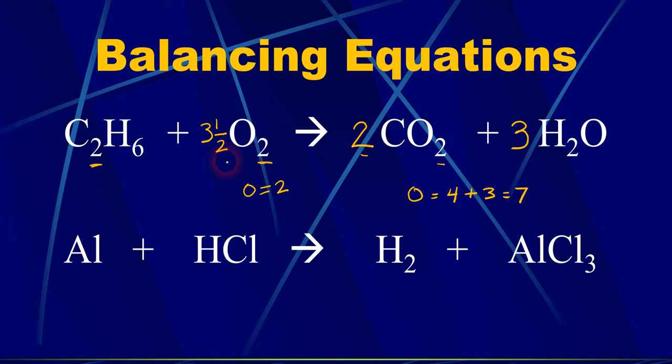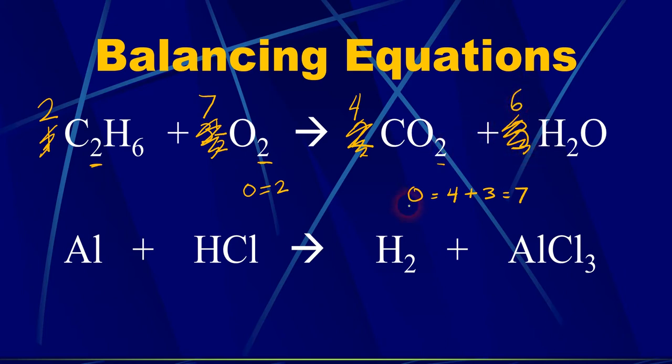When you have something like this that has a fractional coefficient, you're going to multiply everything by 2. You're just going to double everything to get rid of that fraction. So the understood 1 that's out here, I'm going to multiply that by 2 to make it 2. And then 3.5 becomes 7. 2 becomes, well, 2 times 2 is 4. And 3 times 2 is 6.